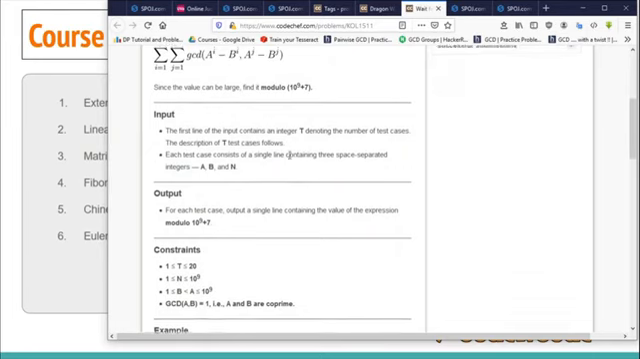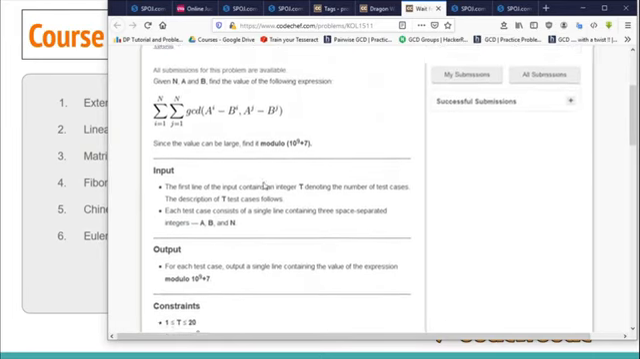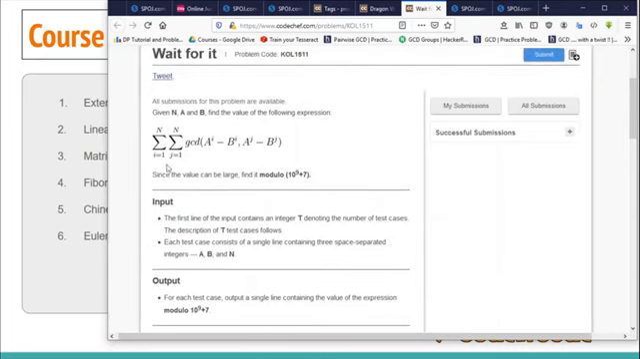The question says you are given t test cases and you are given a, b and n. So you have to calculate the summation, i ranges from 1 to n, j ranges from 1 to n, of the GCD of a raised to power i minus b raised to power i, comma, a raised to power j minus b raised to power j. So we have to solve this problem.